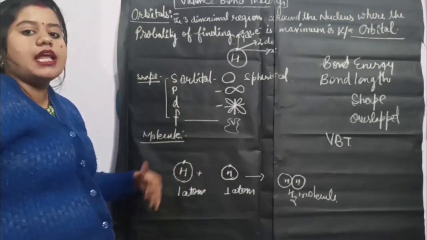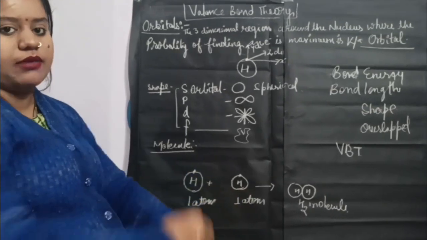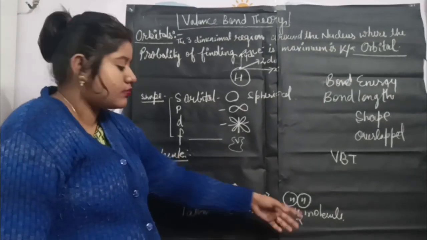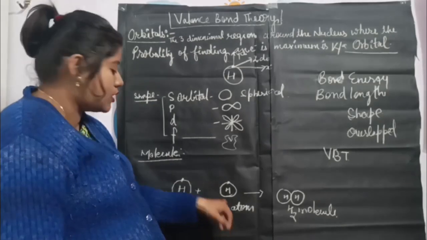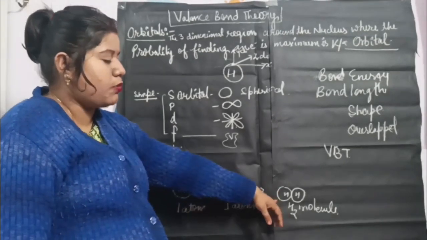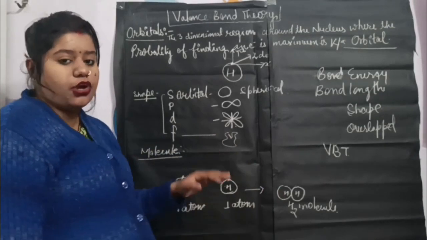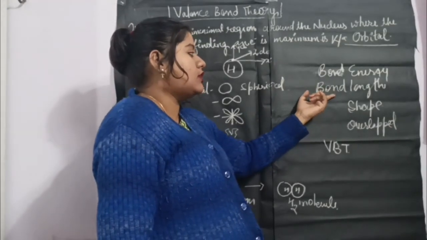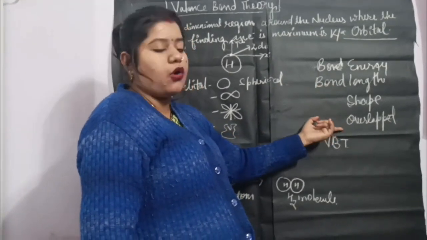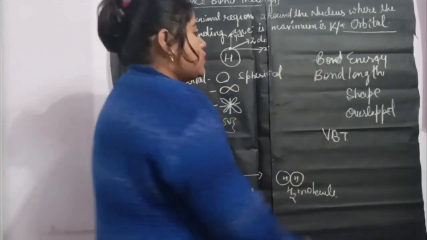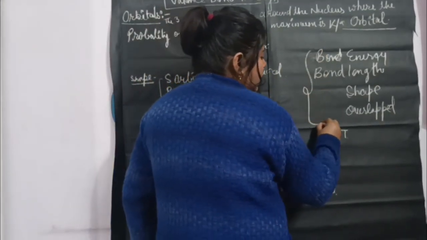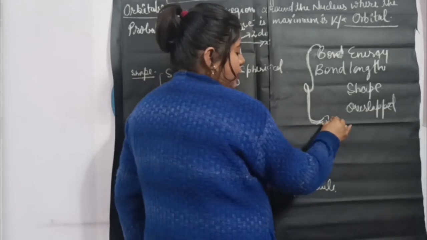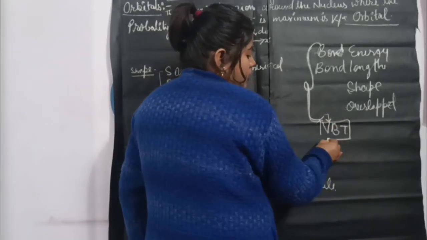And now, what is a molecule? Let us consider a hydrogen atom and another hydrogen atom. When they react together, they form the hydrogen molecule, H2. Now you may have questions in your mind: what is the bond energy of the molecule, what is the bond length, what is the bond shape, and how do the orbitals overlap each other? These questions arise in your mind, and they have only one solution, that is VBT. It gives all your answers.